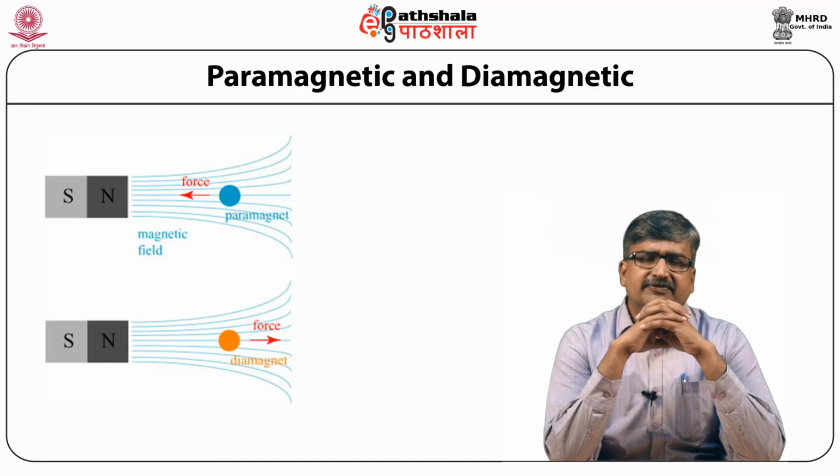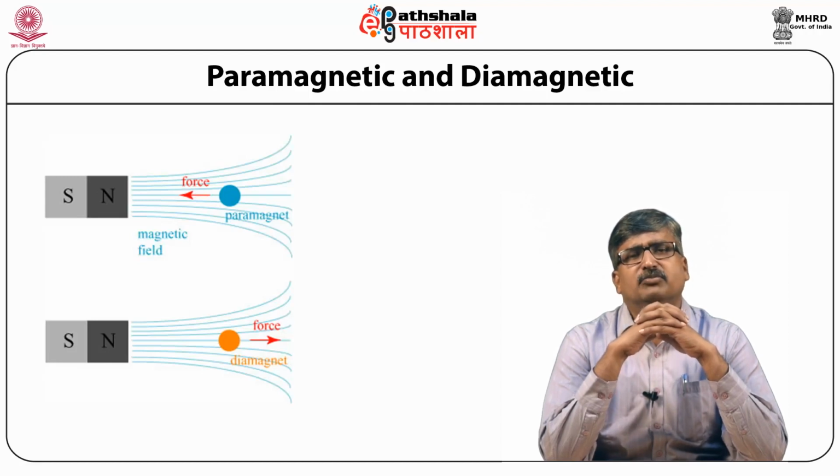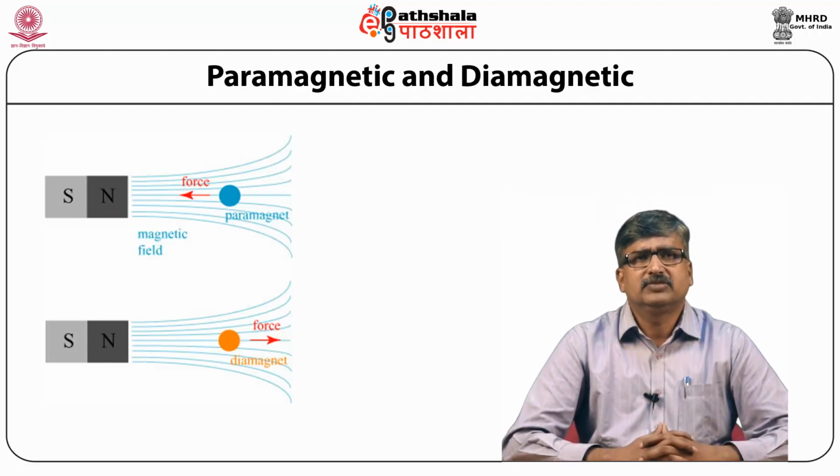In a uniform magnetic field H, if a magnetic pole of strength P is placed at an angle theta to another pole and separated by a distance L, then a couple acts on the magnet called the magnetic moment M. The magnetic moment per unit volume is called intensity of magnetization or simply magnetization and is given by capital M equal to small m by V, where V is the volume of the material.